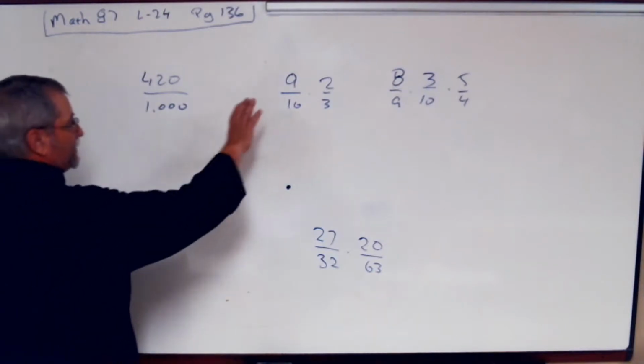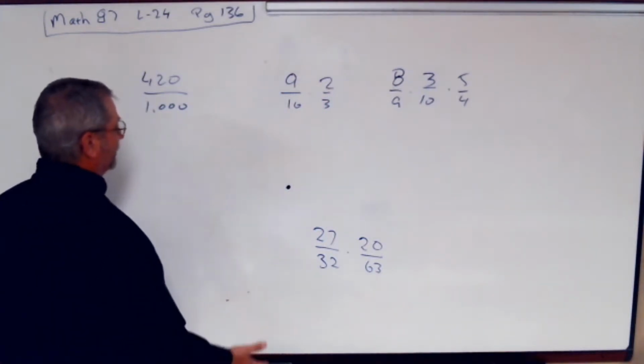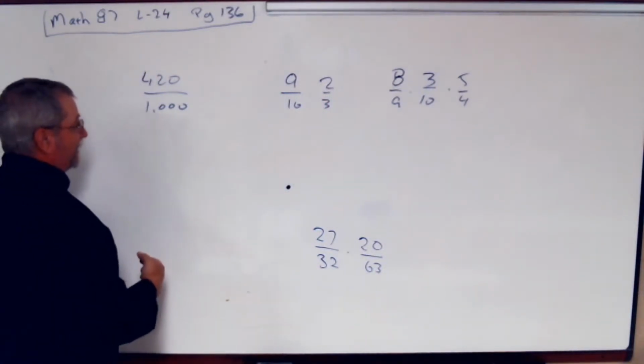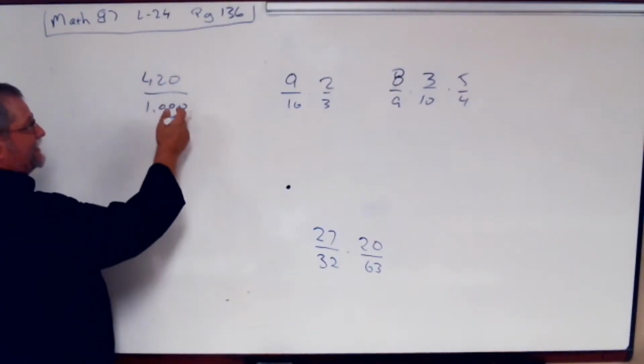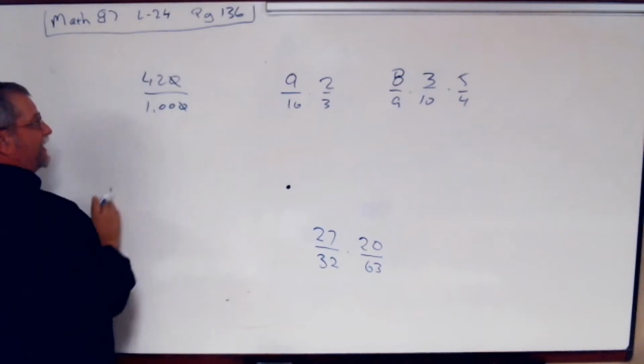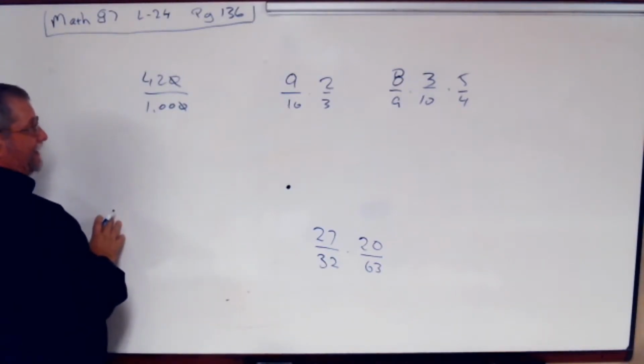This one here, now these are all multiplication problems. We'll get there in a second. This is just a fraction, all right? Now when we're reducing fractions, you want to divide the top and the bottom by the same number. Easy way to start on this is if it ends in 0 and ends in 0, I can take that off because I'm dividing by 10, all right?